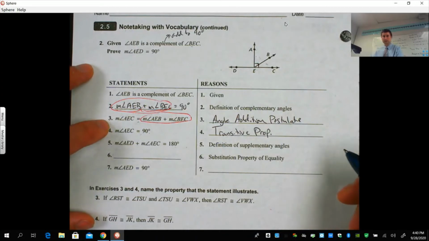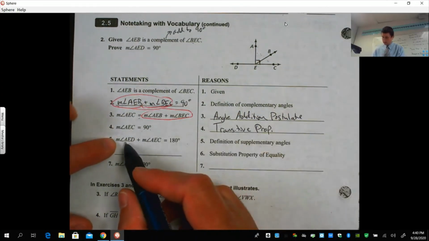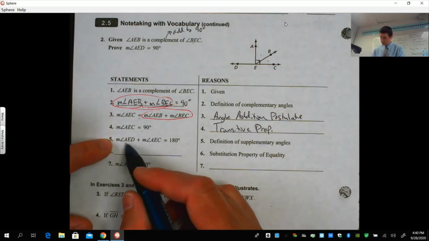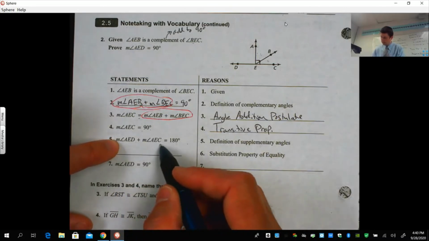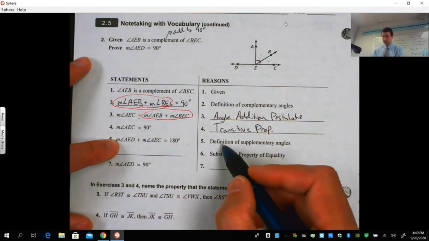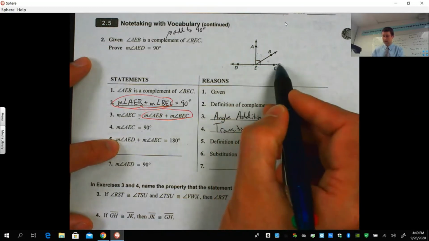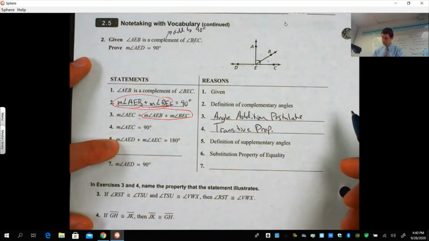Favorite property, transitive property. Okay. So here we have the measure of angle AED plus the measure of angle AEC. So AED plus AEC equals 180. Definition of supplementary angles. We can say that because we know this is a line, and so they have to add up to 180 degrees.